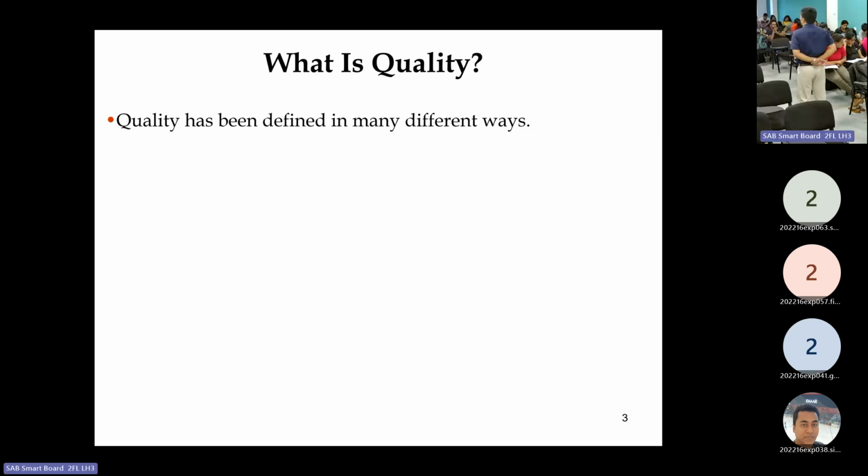In other contexts also we use quality. But in the business management context, how should we understand the meaning of quality? What is the meaning of quality? Of course, different people have defined it differently. As a business management student, how can you get the meaning of it?